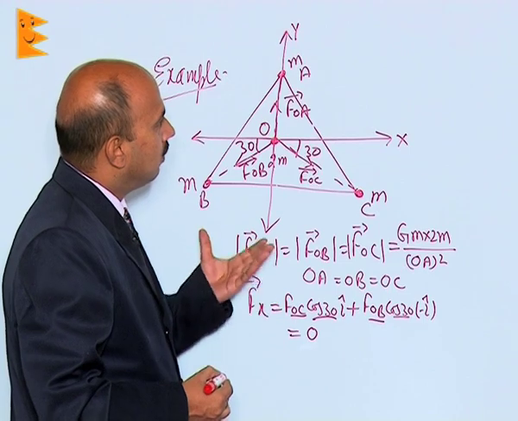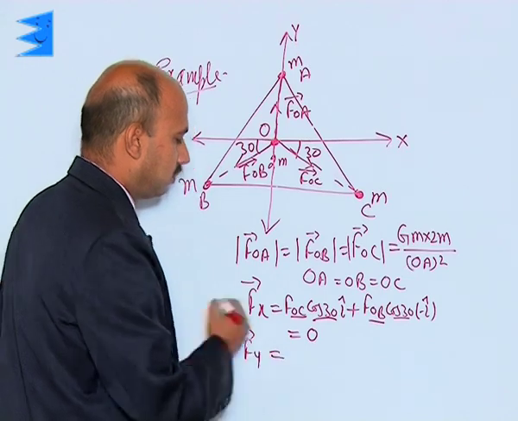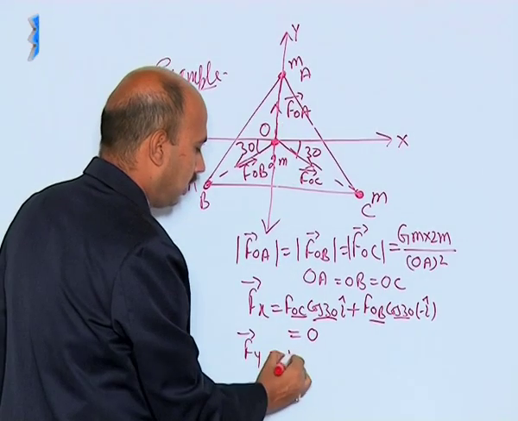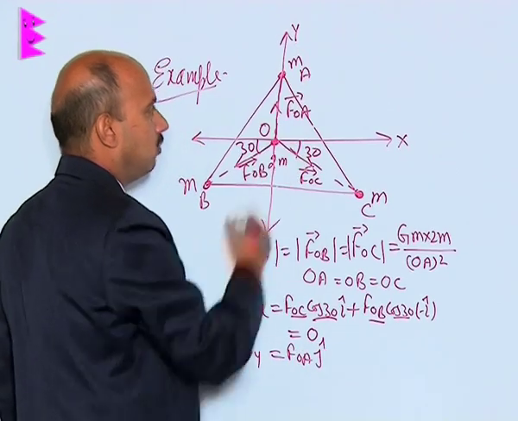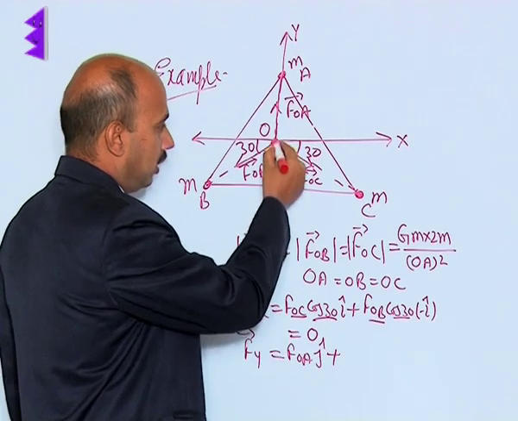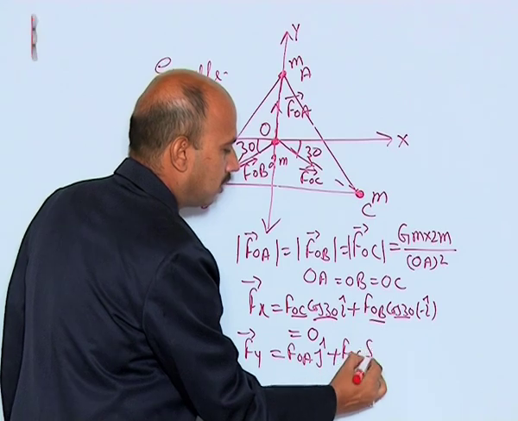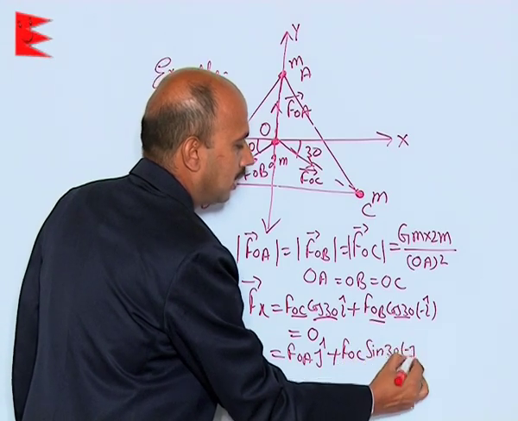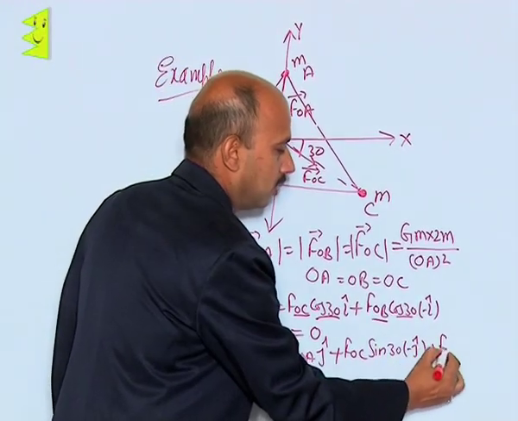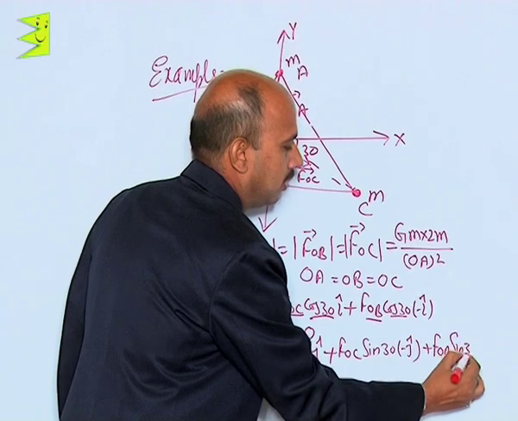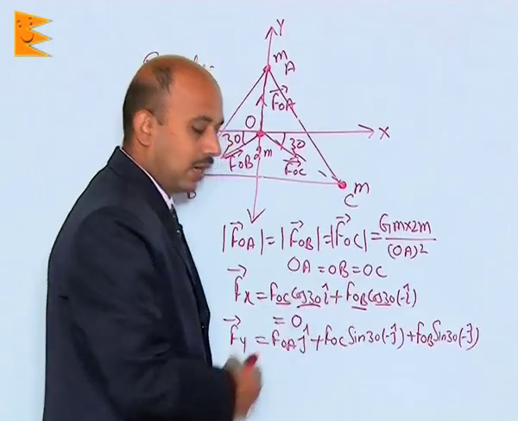Similarly, we can take the total force along the y axis. If I take the y axis here, we will write FOA j cap, I am talking about this force, plus downside. So the y component of FOC is FOC sin 30 minus j cap, and similarly FOB sin 30 minus j cap. So these are the forces along the y axis.